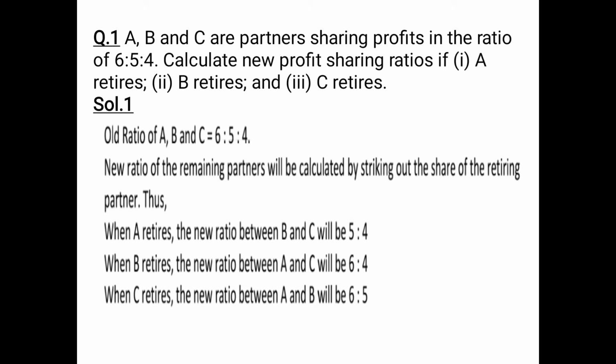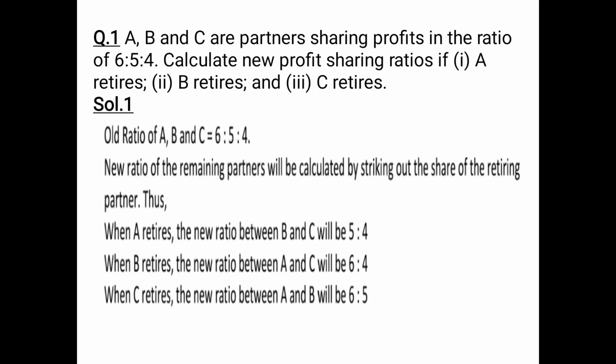A, B and C are partners sharing profits in the ratio of 6:5:4. Calculate new profit sharing ratios if A retires, second case B retires, and third case if C retires. As you can see in this question, no information is given about the new PSR. Therefore, we will simply strike out the share of the retiring partner and the remaining share will be the new PSR of the remaining partners.